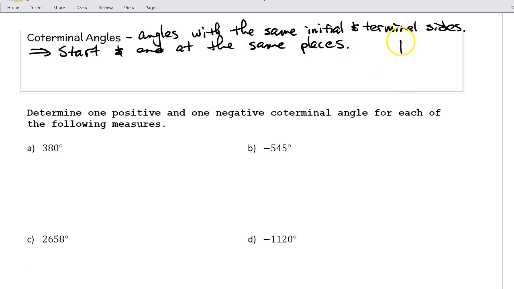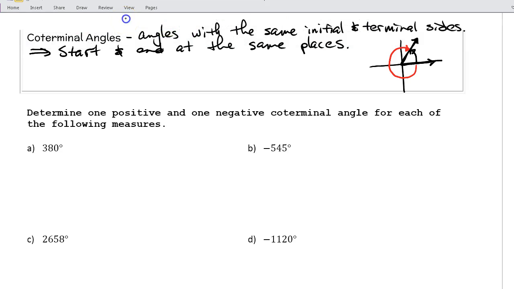Okay, so again, our terminal side is where we end, so let's just say that we have it over here, and my initial side is on the positive x-axis. So the one obvious way to go from the initial side to the terminal side is to just go in a counterclockwise or positive direction like that. But I could also go around this way. Okay, so these two angles would be coterminal because they both start at the positive x-axis and they both end at this terminal side that's in the first quadrant.